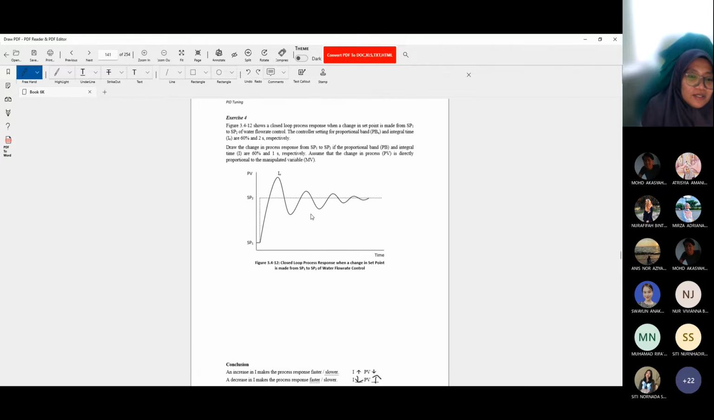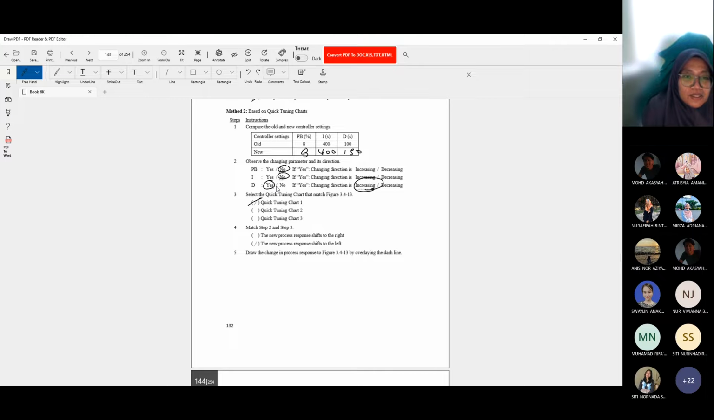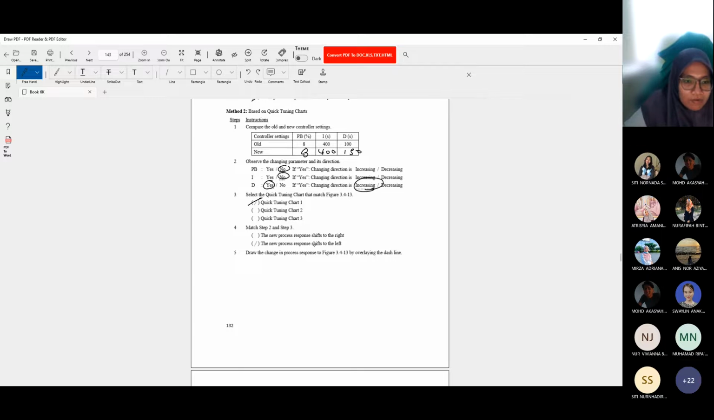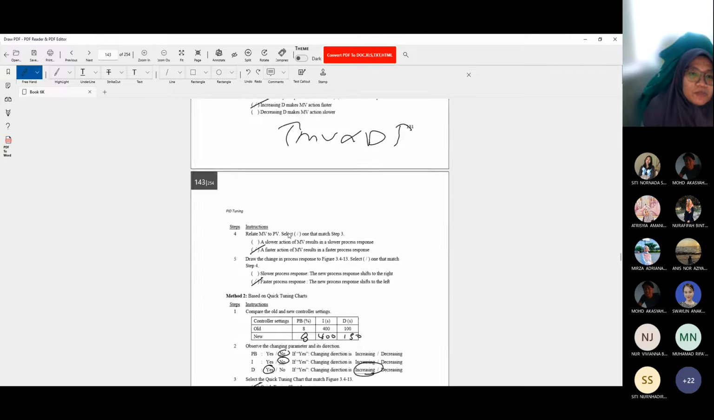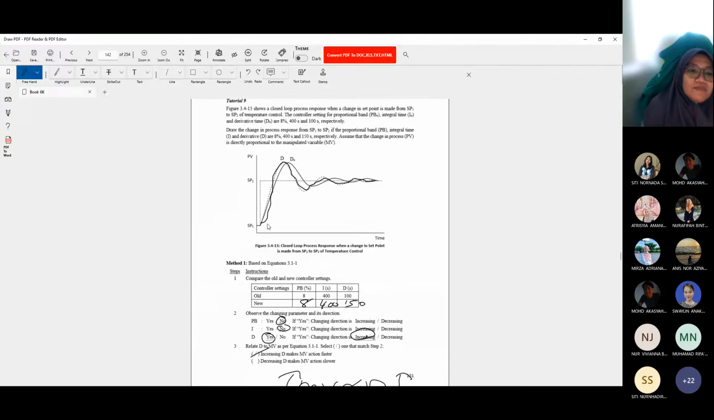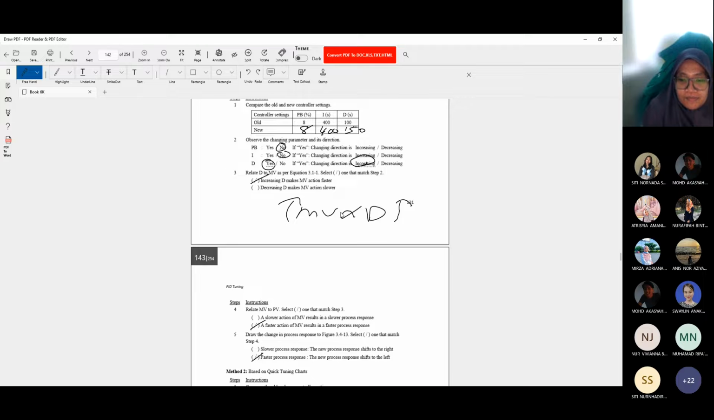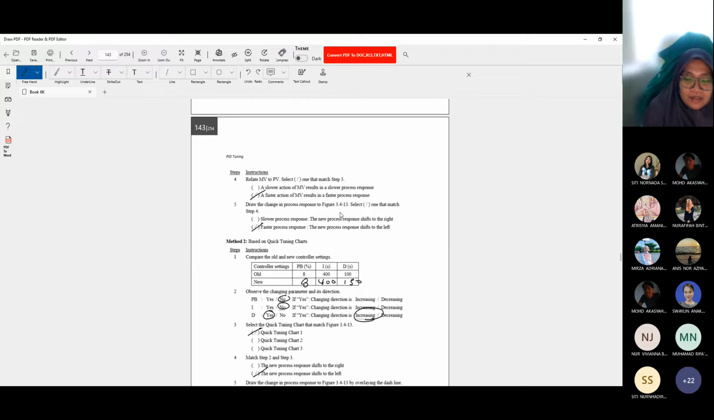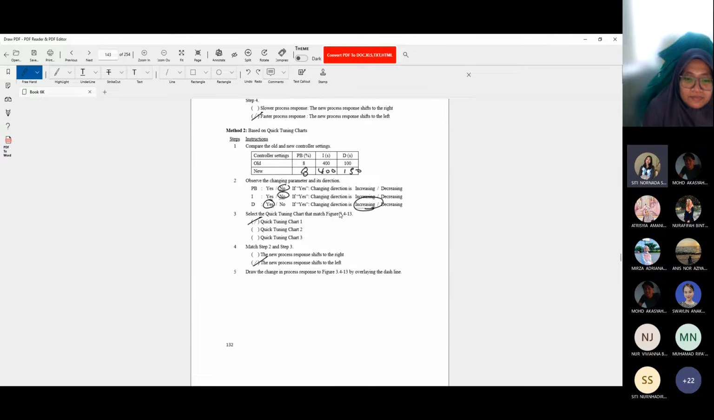So look at chart 1. If you increase D, what happens? Yeah, shift to the left. So draw the change in process response. Draw it again above here. Can you? Okay.